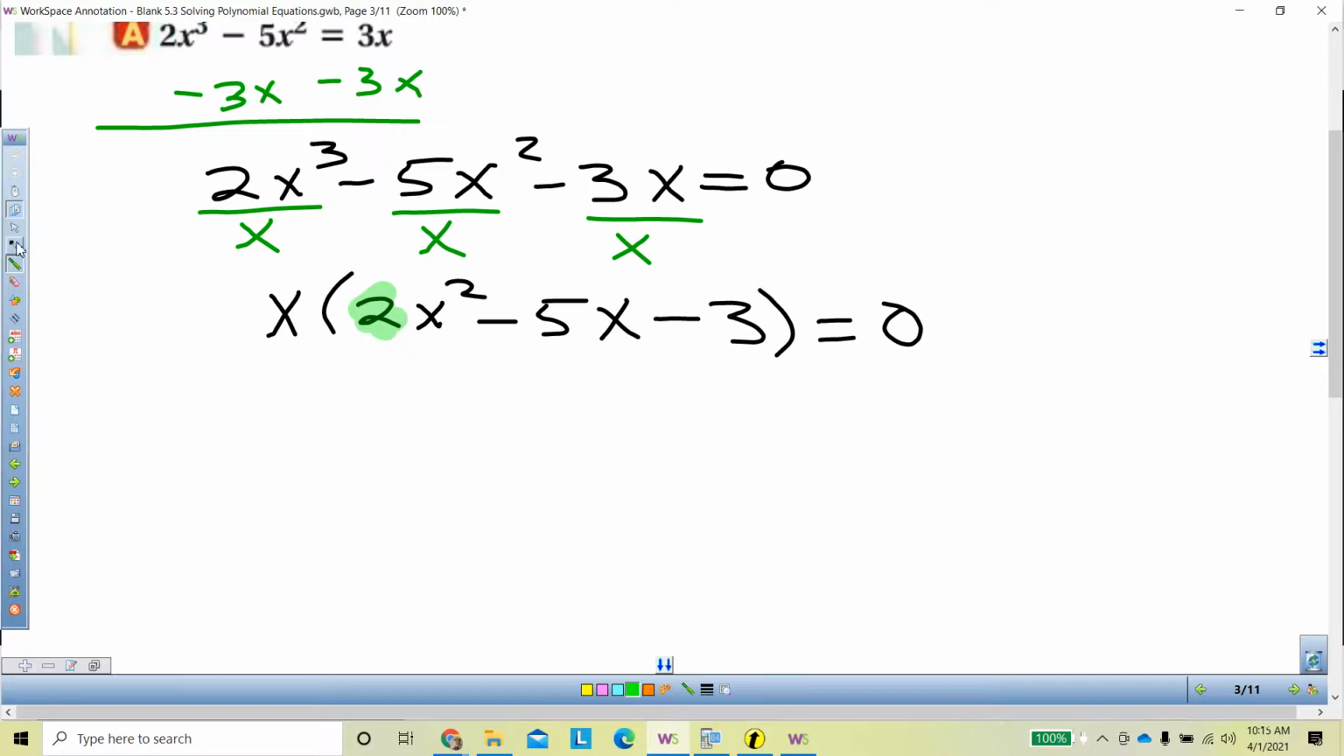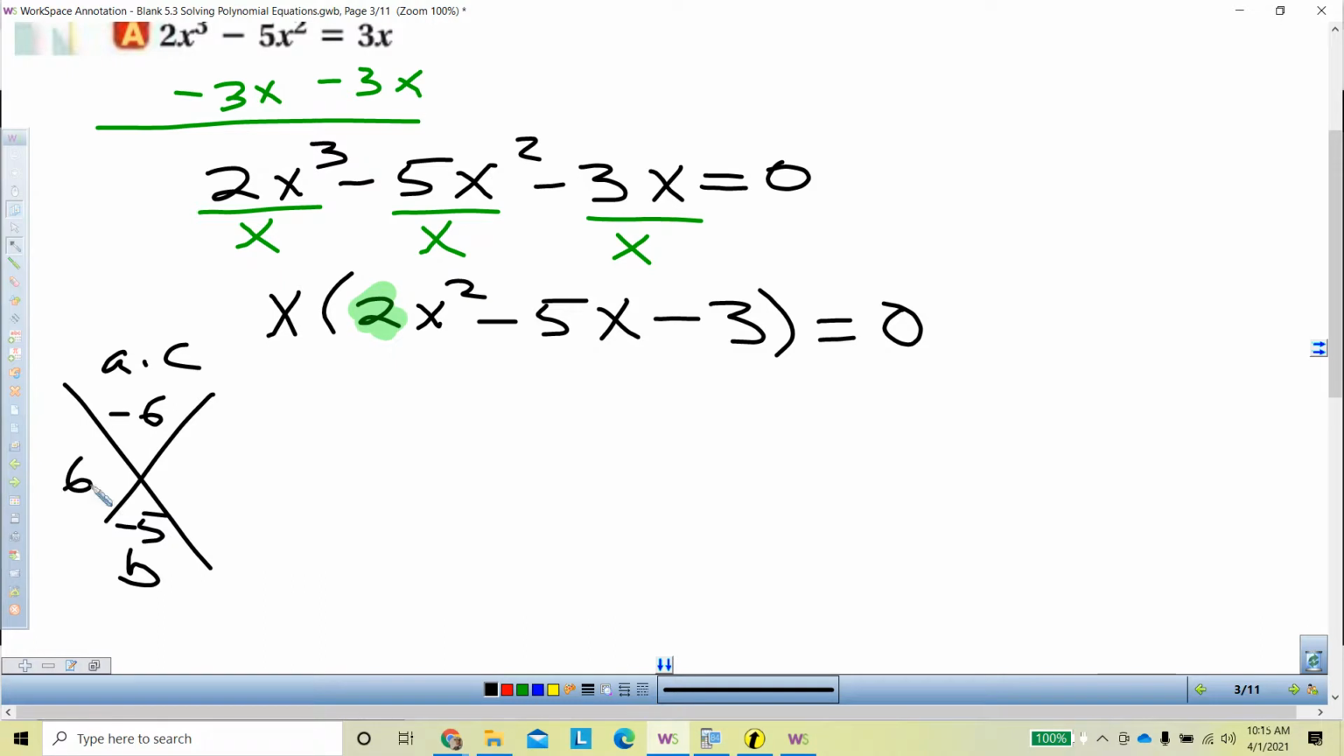So, Indian method, we're going to start with the cross. A times c up top, b on the bottom. So 2 times negative 3 is negative 6. Negative 5 is the b term. We have 6 and 1. It's got to be negative 6, positive 1.